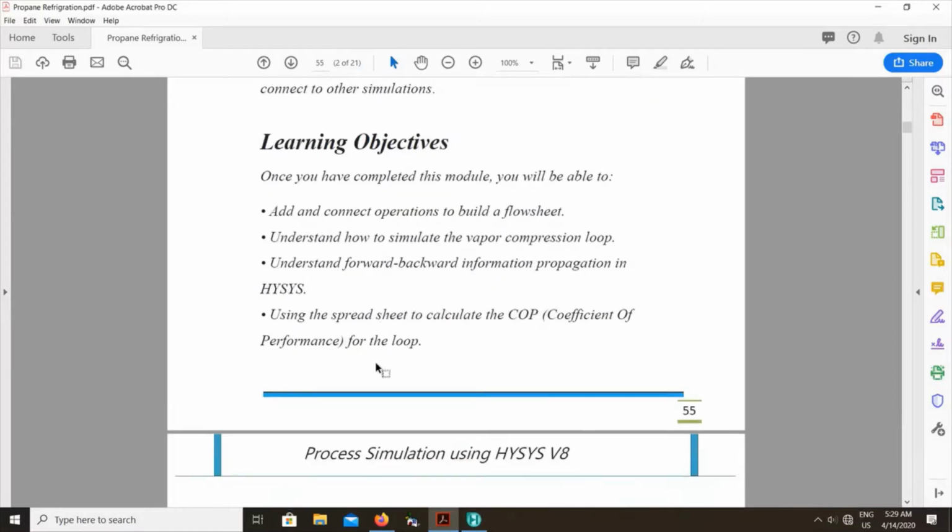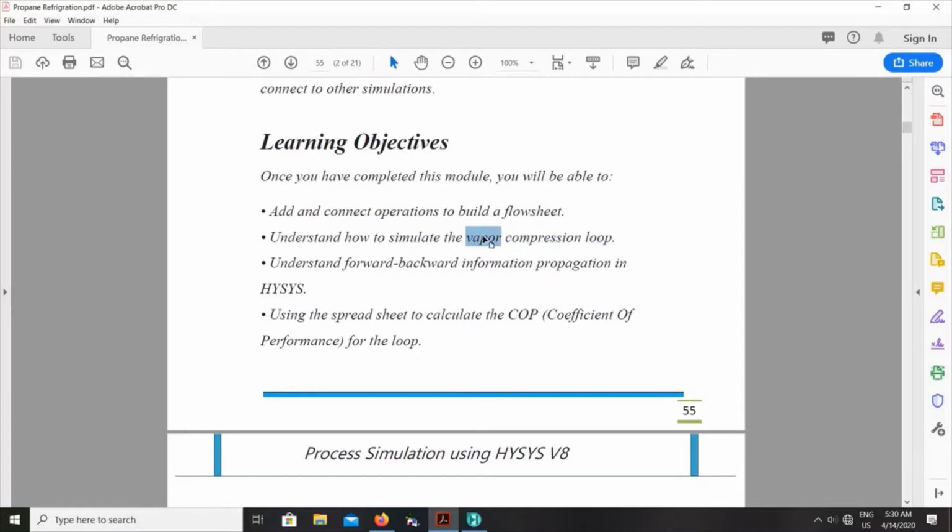In doing so, we will cover some learning objectives regarding the simulation. This one is how we can add and connect operations to build a flow sheet, which we already did before. All the time when we start with a simulation, we will add something, we will do some operation. Second is to understand how the simulation of the vapor compression loop will work. This is the most important part. The vapor is compressed, and then again it is condensed, and then again the process starts. So this is called the vapor compression loop.